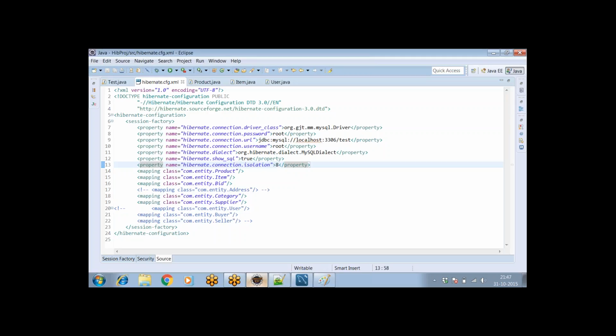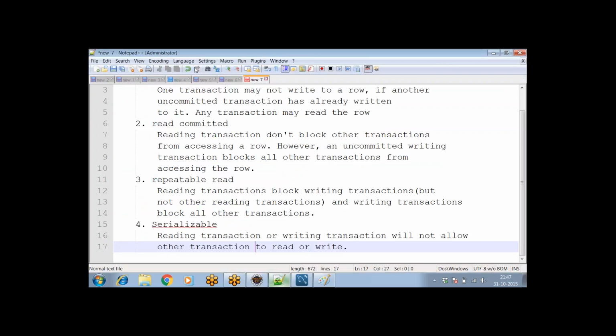So this is about the transactions. The last thing which is left over in Hibernate is caching. So we'll talk about it on Monday, and I'll start with Spring also on Monday.